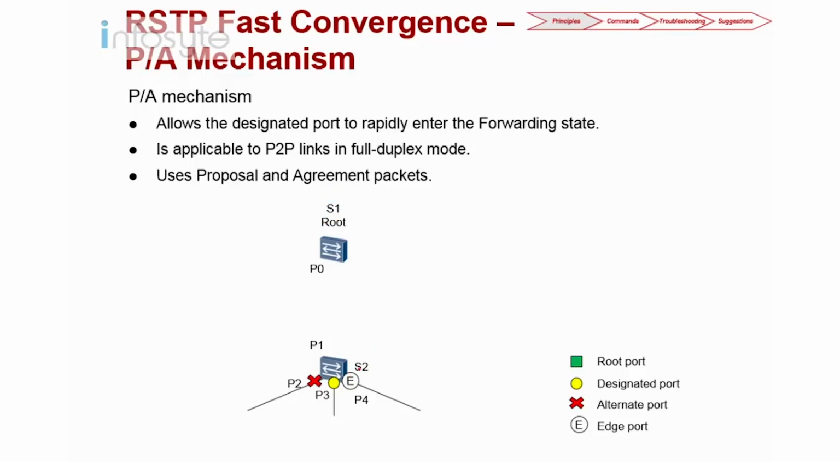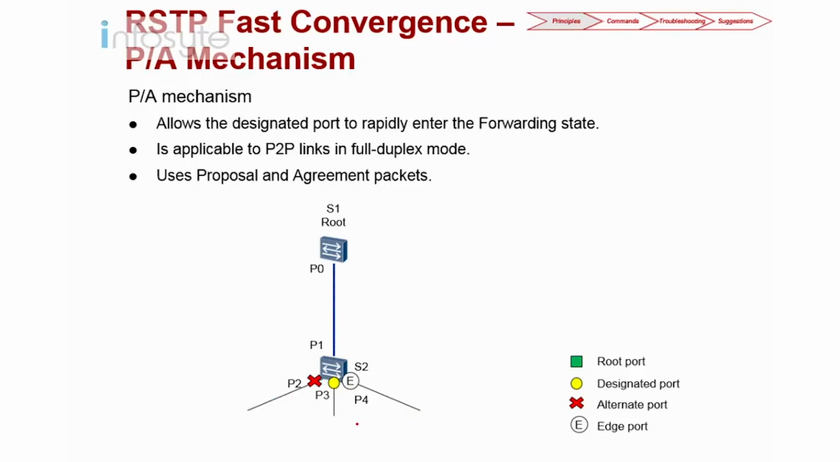Right now switch number 2 has 3 ports. Port number 2 is an alternate port, port number 3 is a designated port, and port number 4 is an H port. Since this is an alternate port, we will not go into the calculation of STP, and the H port will not go into the calculation of the STP either. So the one that will go into the STP calculation is the designated port.